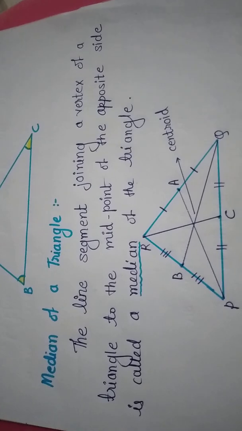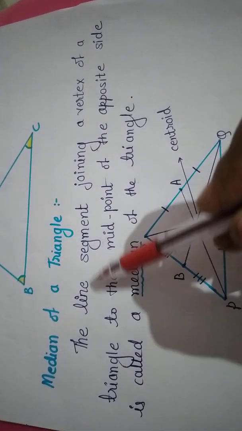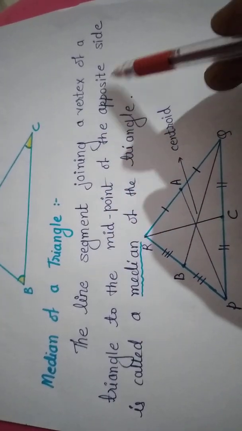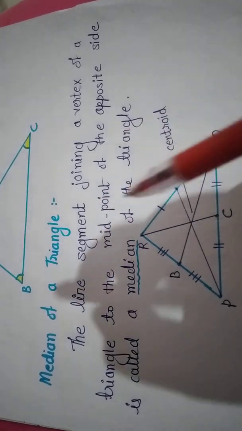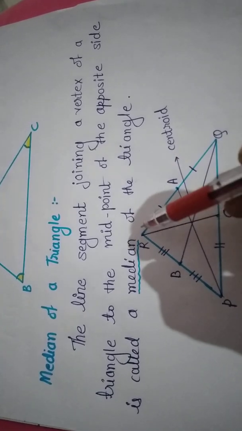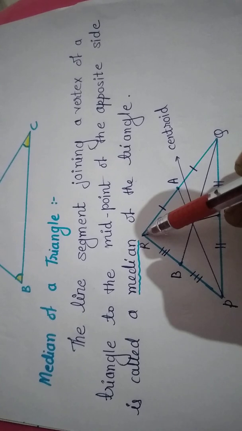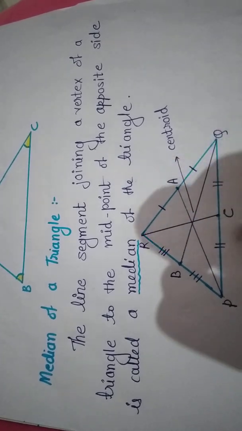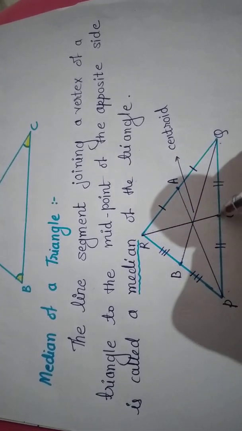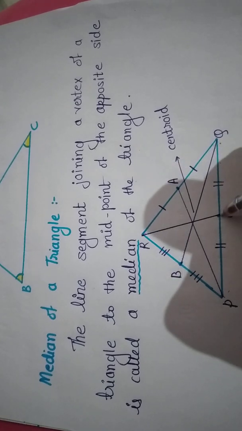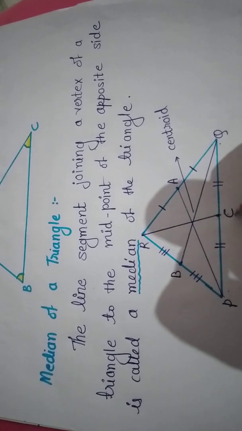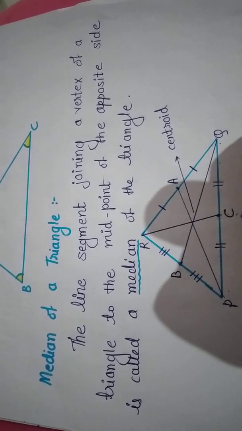Median of a triangle. What is the median of a triangle? The line segment joining a vertex of a triangle to the midpoint of the opposite side is called the median of the triangle. See here. How many vertices does it have? 3 vertices: vertex P, vertex Q and vertex R. If we join vertex R with the midpoint of the opposite side, which side is opposite to vertex R? Side PQ. And C is the midpoint of PQ. So if we join this midpoint C with vertex R, we will get RC. This line segment RC is the median of this triangle.